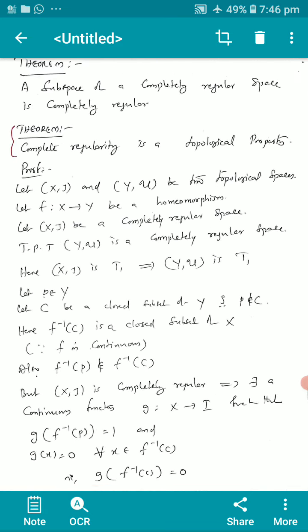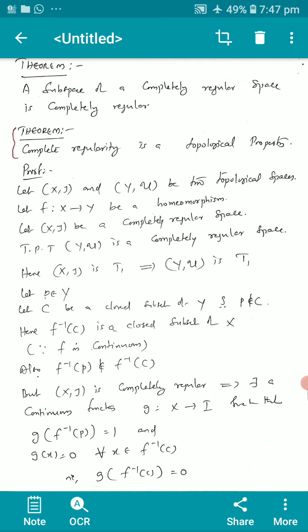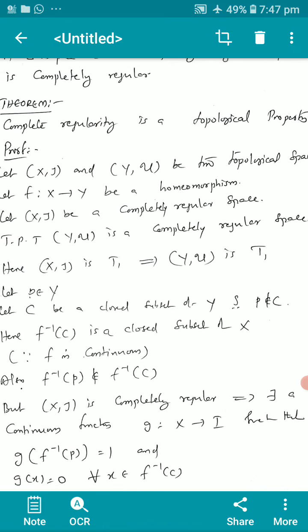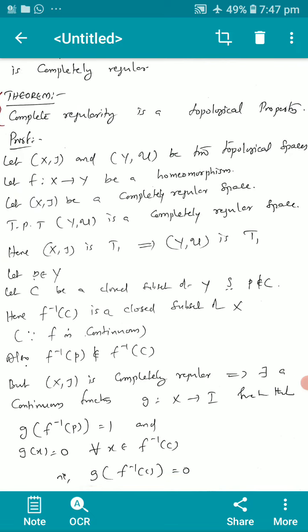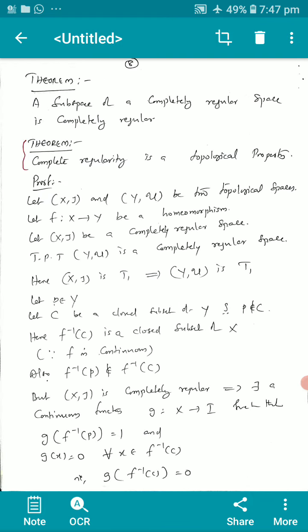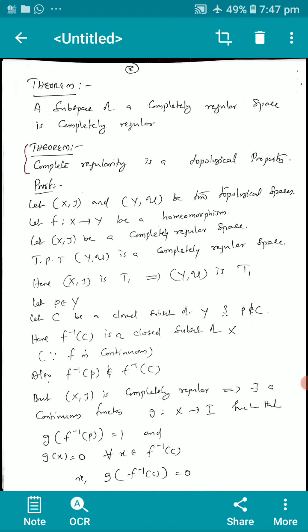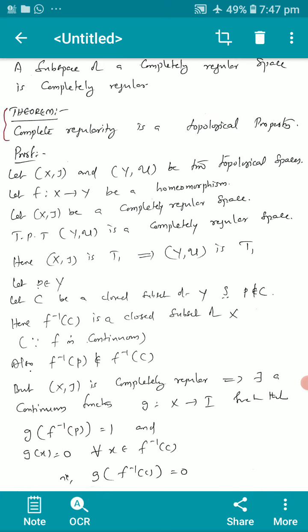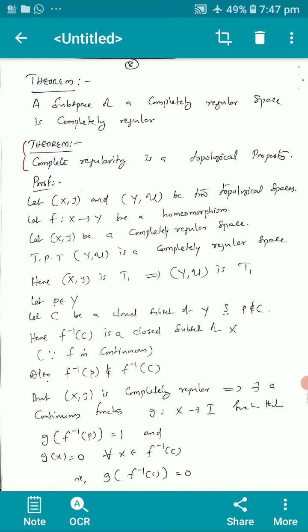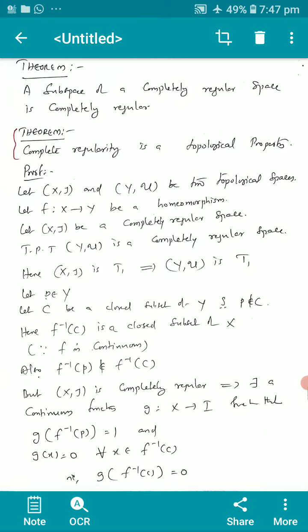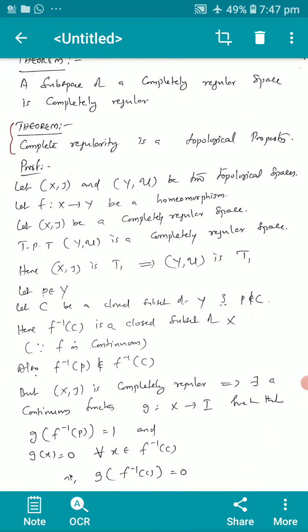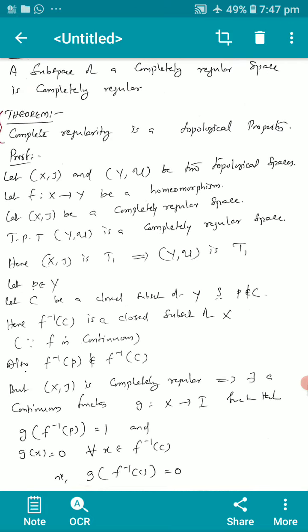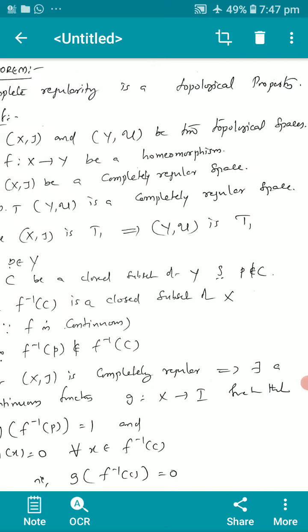Proof: let (X, τ) and (Y, υ) be topological spaces and f from X to Y be a homeomorphism. Let (X, τ) be a completely regular space. We have to prove that (Y, υ) is a completely regular space. Here (X, τ) is T1. This implies (Y, υ) is T1. Let p be in Y, let C be a closed subset of Y such that p is not an element of C. Here f inverse of C is a closed subset of X since f is continuous. Also, f inverse of p is not an element of f inverse of C.